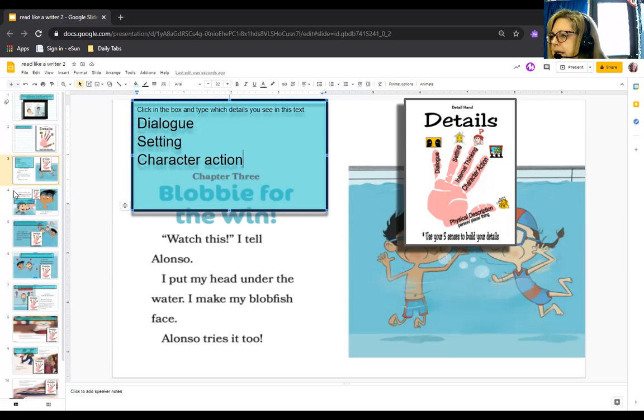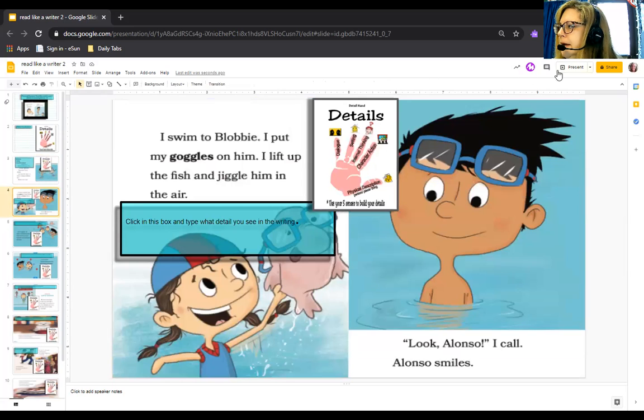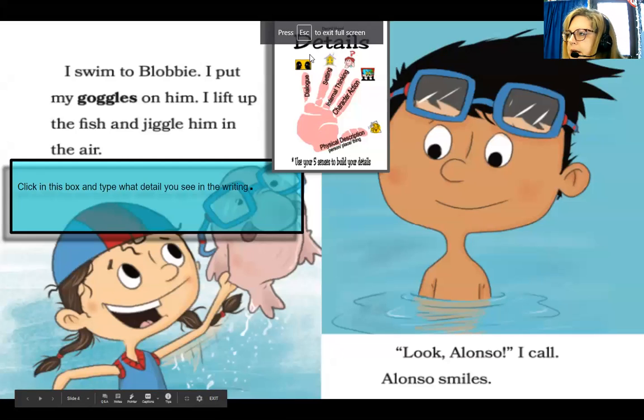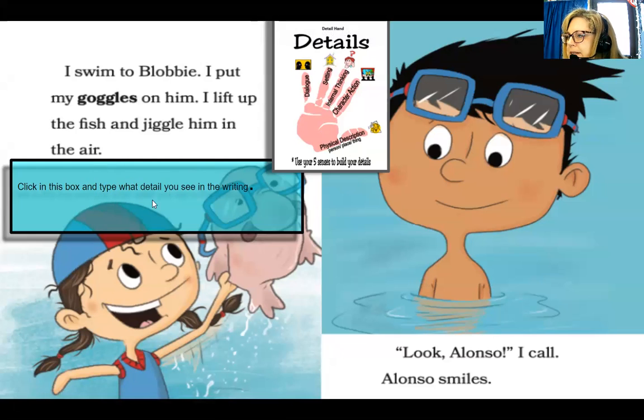Okay, so let's look at the next slide. I know which slide is next because if you'll notice over here, I'm on slide 3 and it's yellow around that. I can click the next slide to slide 4. I can put it on present mode so I can see it a little bit bigger. And then I can say, here's my details hand. I found my text box that I'll be typing in.